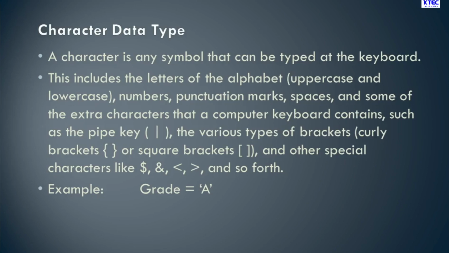For example, this is an example of a character. Example, grade is equal to what? A. So having only A in inverted commas means it's a character. It can be a string as well, because whatever is in between inverted commas is also what? A string. So this can be a character and at the same time a string. So take note: a character can be a string and at the same time a character, but a string can never be a character. I'll explain how we go forward.